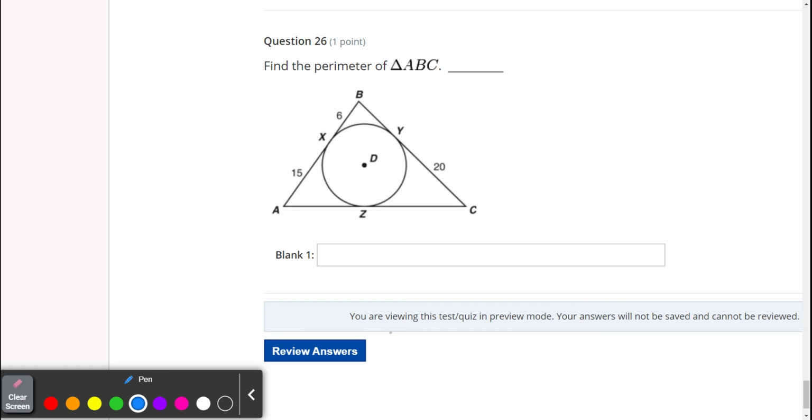How do I find the perimeter? Add everything up. Add what up? 6, 15, and 20? Why is it 82?